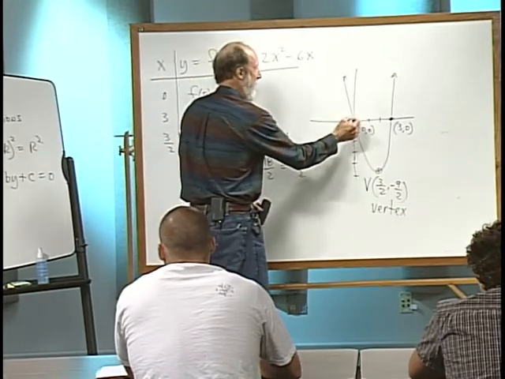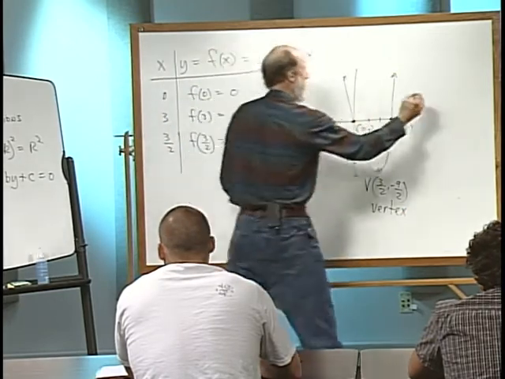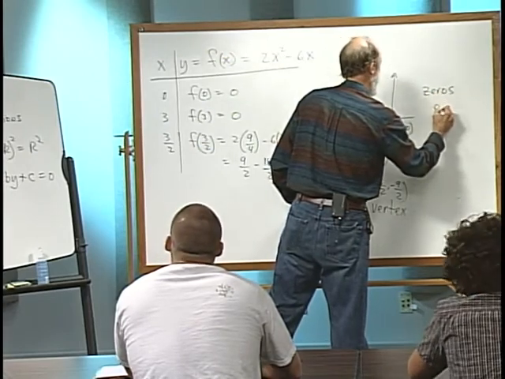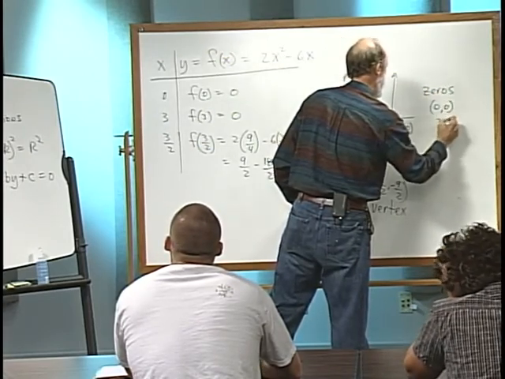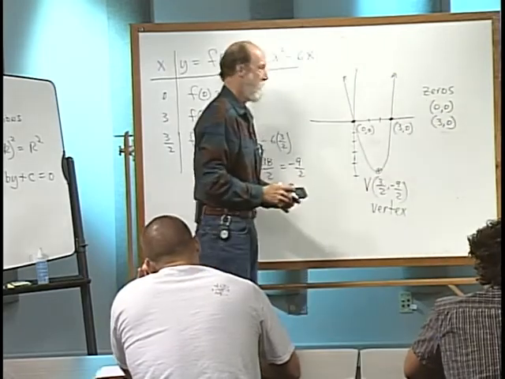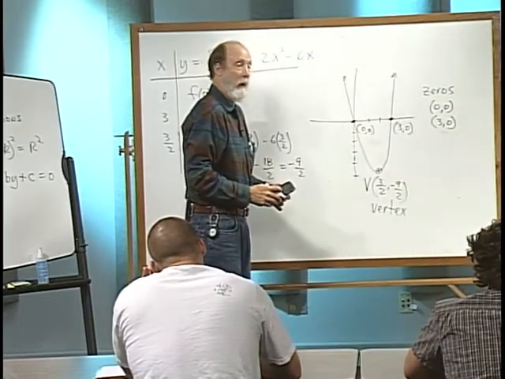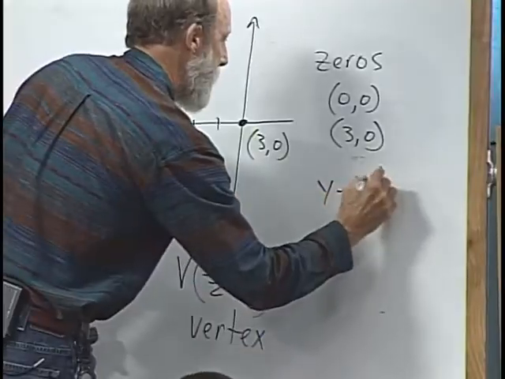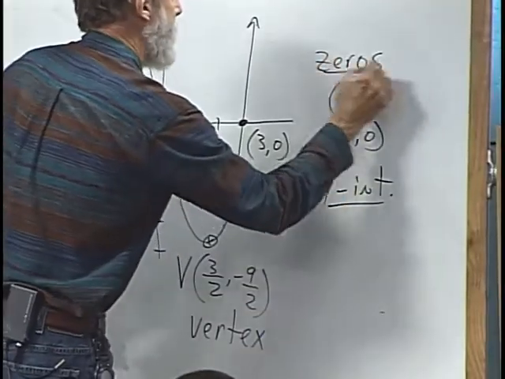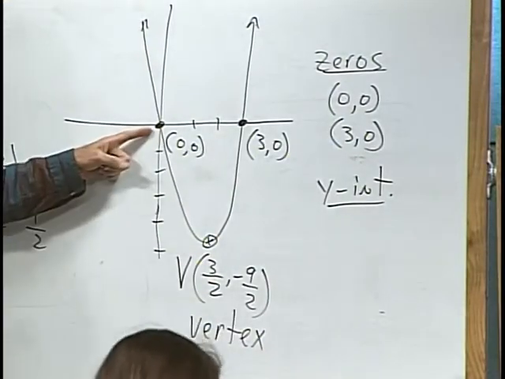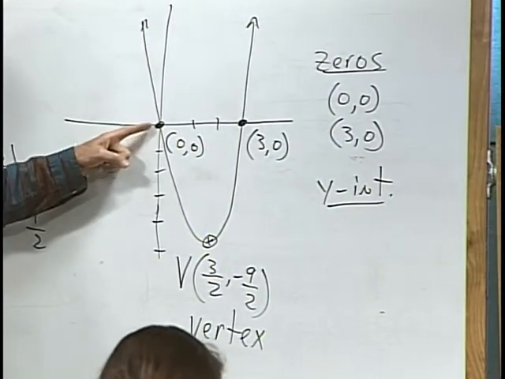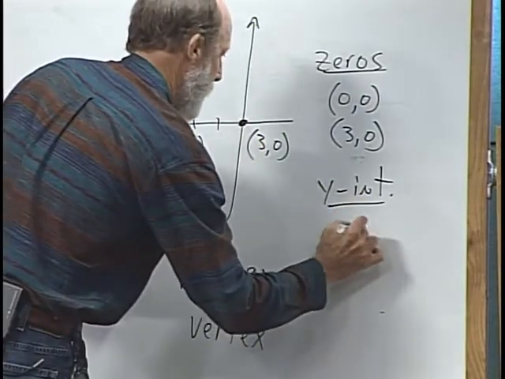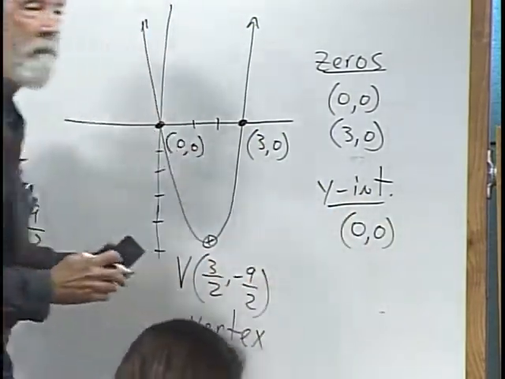You see that it has zeros. They happen to be at the origin and at 3, 0. Okay? It has a y-intercept. And where is that? Happens to match this particular 0 because the y-intercept is where it hits the y-axis, and so that's the point 0, 0 also.